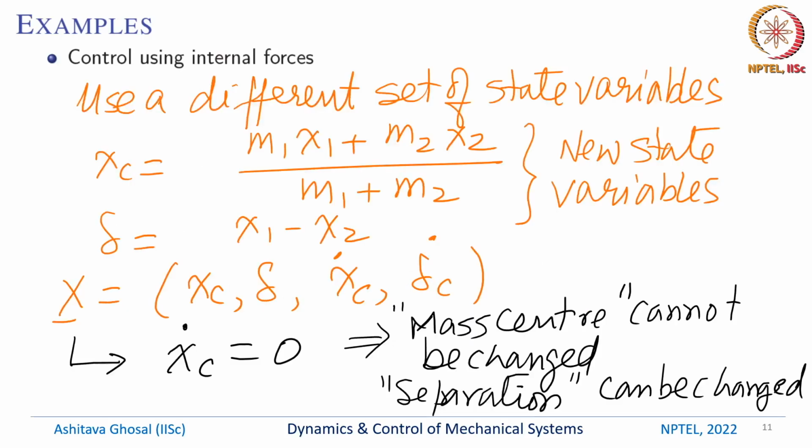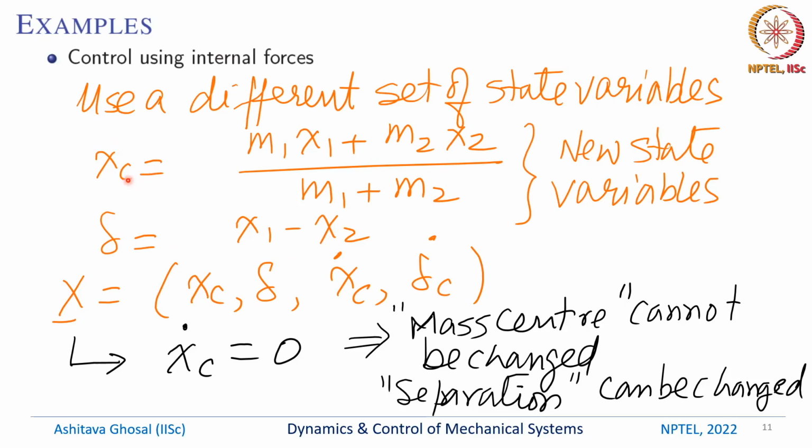So in order to find out why it is not controllable, we use a different set of state variables. So we had used x1, which was the motion of the first mass to the right, x2, which was the motion of the second mass also to the right. Instead of that, we will use xc, which is given by (m1 x1 + m2 x2) divided by (m1 + m2). So this is the change, and delta, which is x1 minus x2.